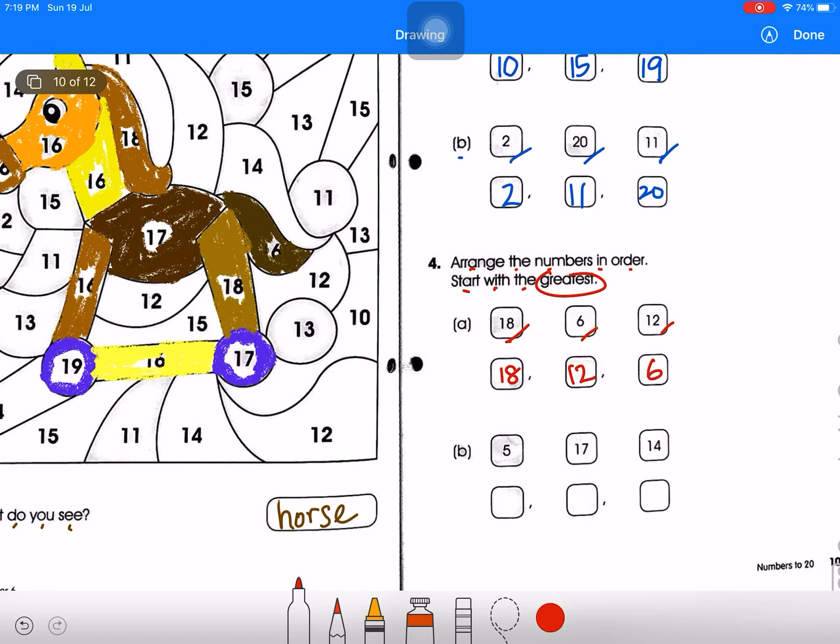So for B, the numbers given are 5, 17, and 14. So start with the greatest, meaning the big one. The biggest is 17, followed by 14, and then 5. And then the smallest is 5.